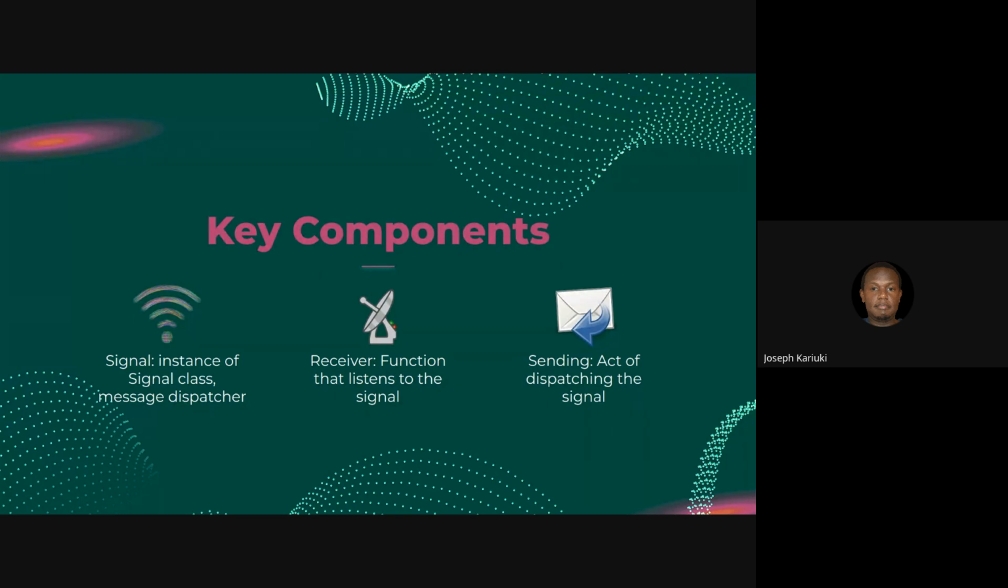So this is a function in Django that listens to the signal. It just waits, like that tall mast tower when you're making a call, waiting to listen to that signal. And then we have the act of sending. When the signal is being transmitted from your mobile phone or smartphone to that tower, that act of sending, or dispatching, is now the third component. So we have the signal, the receiver, and the act of dispatching a signal.